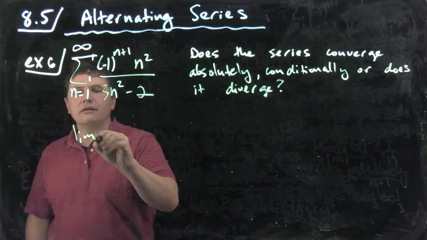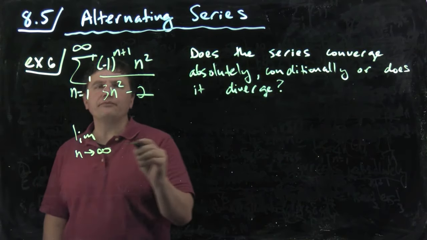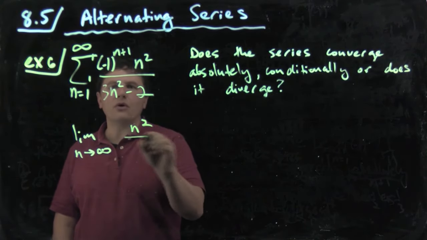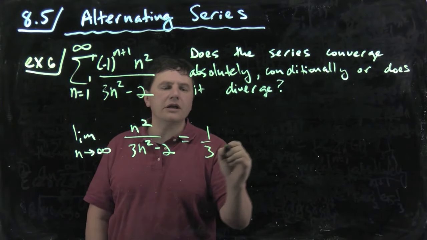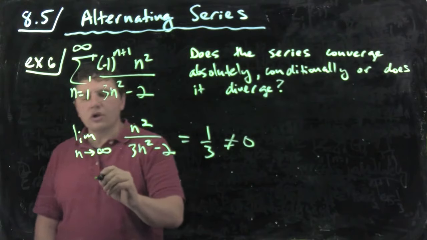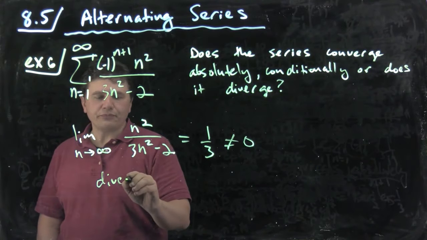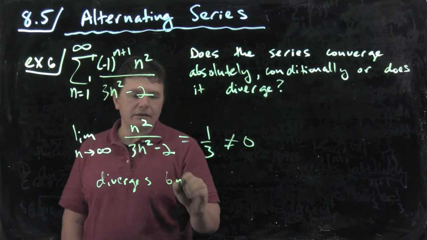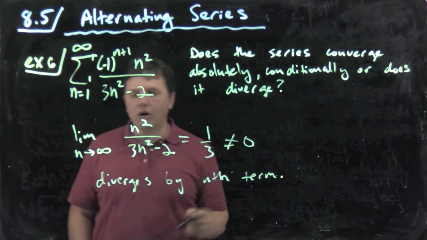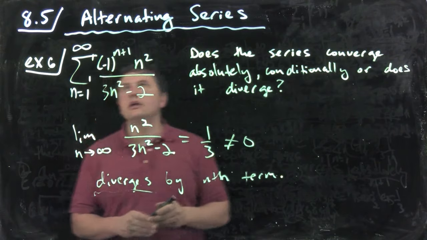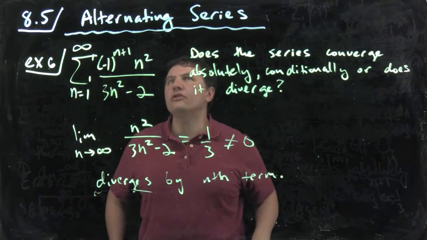So the limit as n goes to infinity of n squared over 3n squared minus 2 is equal to 1/3. That does not equal 0, so it diverges by the nth term test, and you are done. So that is 8.5, alternating series test.